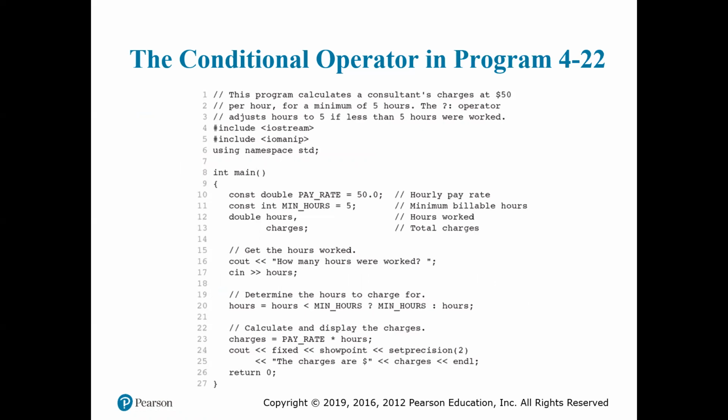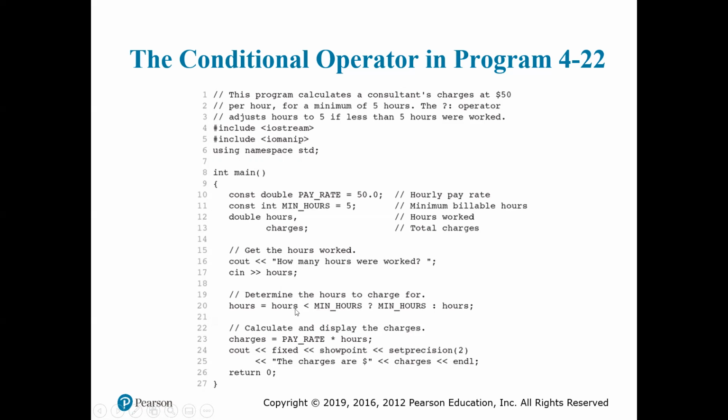Okay, so here's an example. So we have a pay rate and a minimum hours. How many hours were worked takes in hours. And then if hours is less than the minimum hours that you need to work, which is 5, so if hours is less than 5, whatever you enter, then it's going to make the minimum hours the hours value. And if not, then it's going to make the hours that you entered the hours value. And then it's going to base the charges on the number of hours that you have.